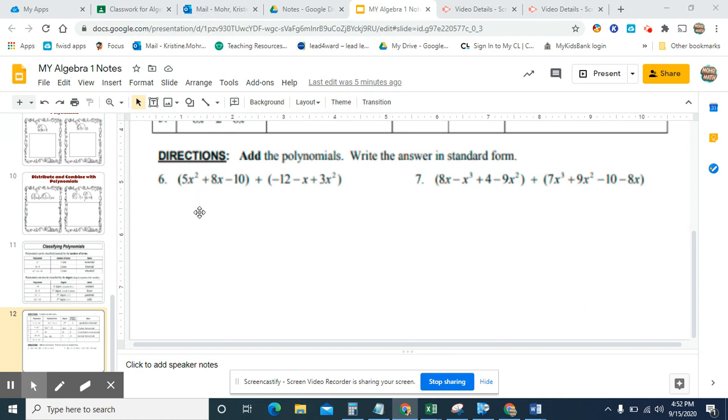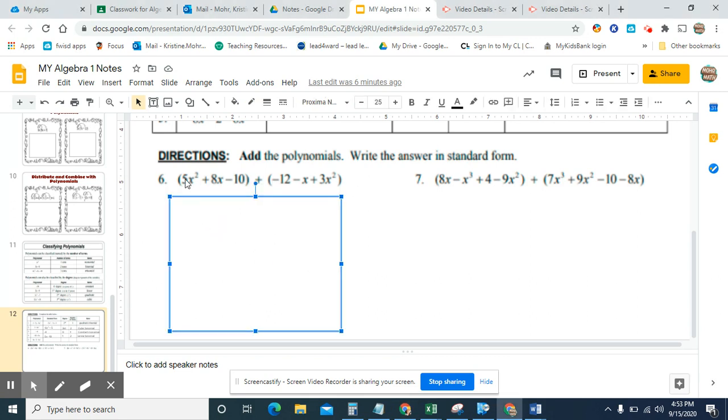So adding polynomials is essentially combining like terms. It is not anything different. It is all the same thing. So you're basically saying this entire trinomial is going to be added to this trinomial. So what happens then is basically these parentheses are unnecessary. So I'm just simply going to rewrite all of this for ourselves.